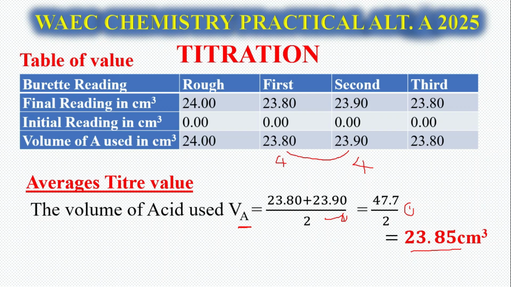What I mean by concordance is that the difference between the range of your values must not be more than plus or minus 0.2. WAEC is plus or minus 0.15, NECO plus or minus 0.2. I used to give my students plus or minus 0.1. So it's better you go with my students' standard because we are making waves in my school.